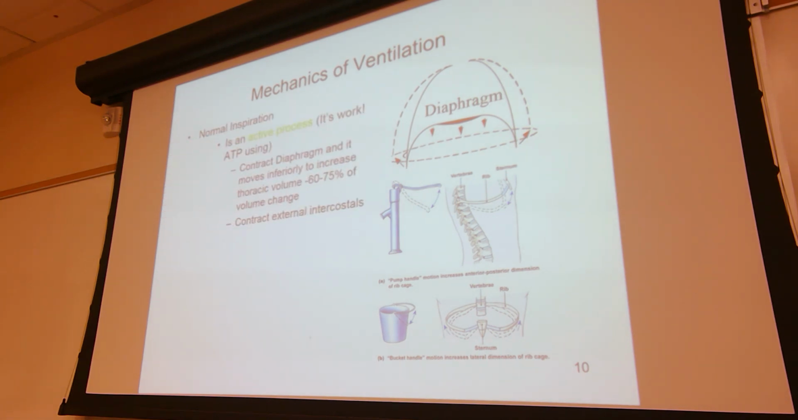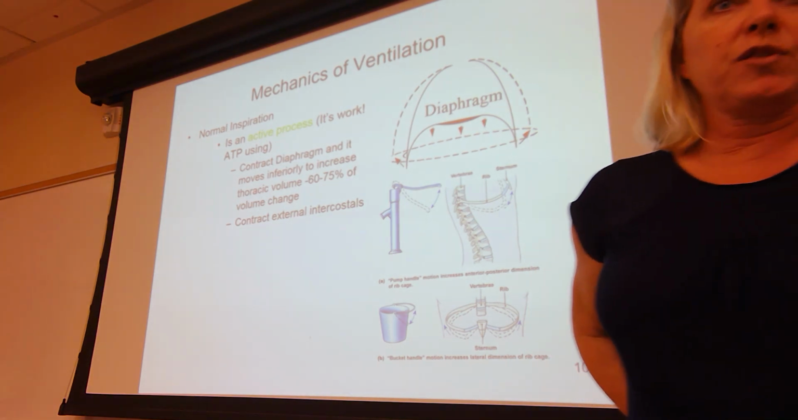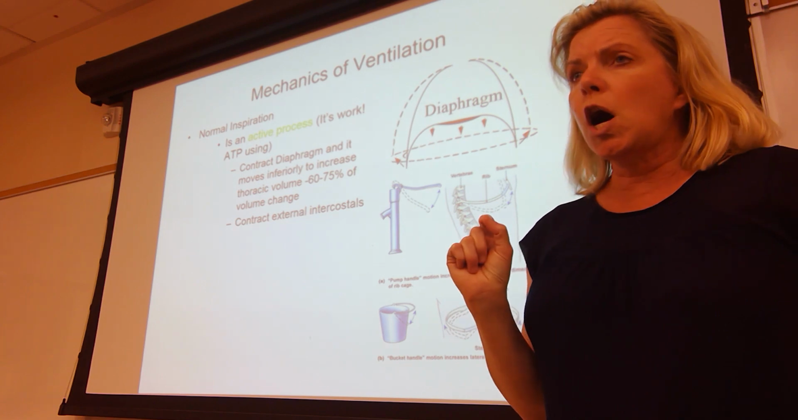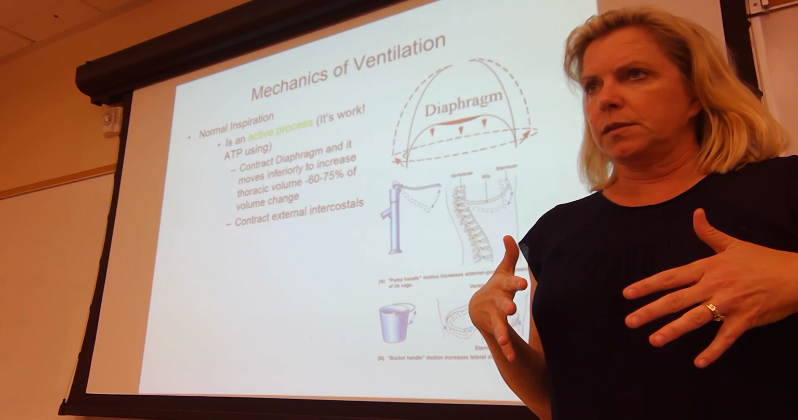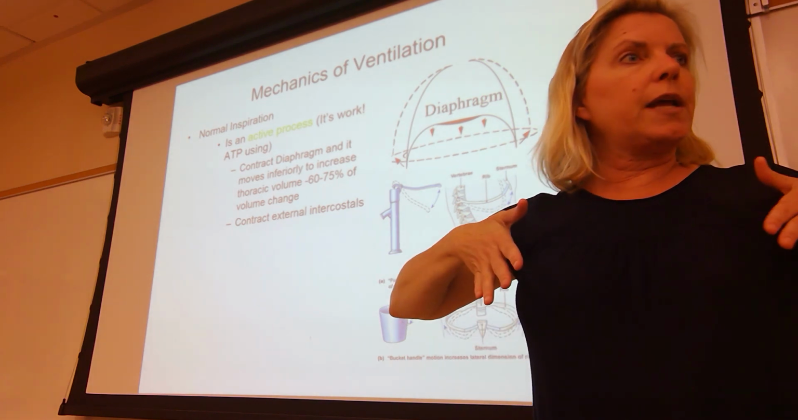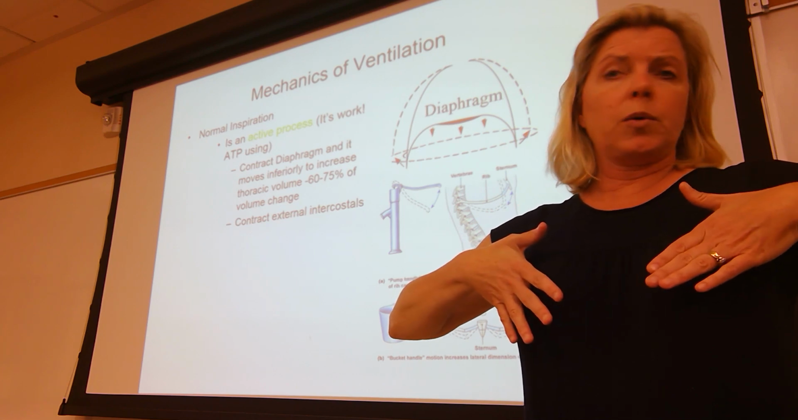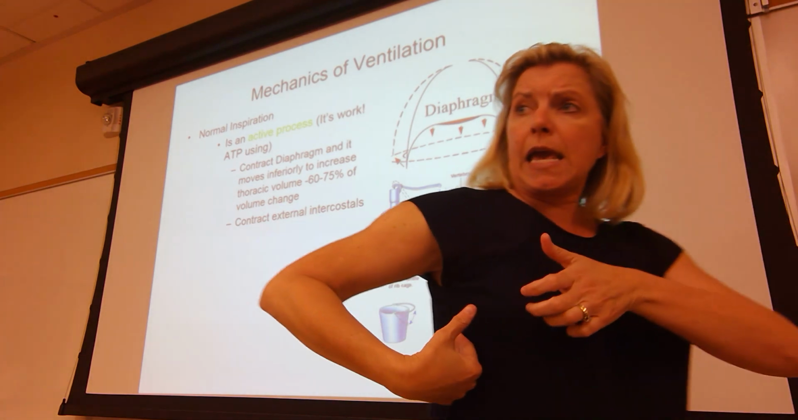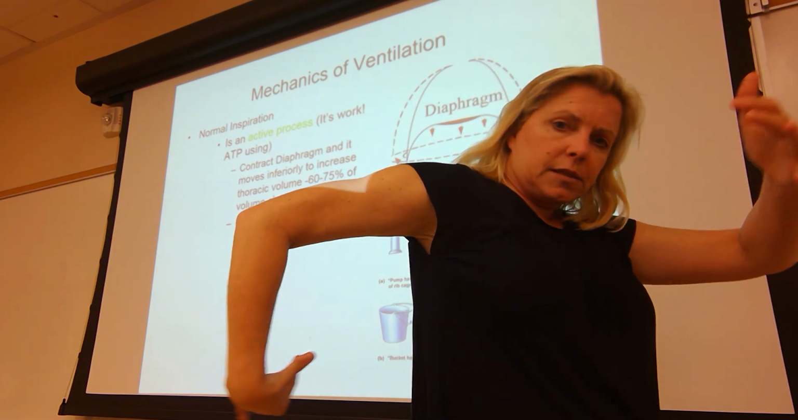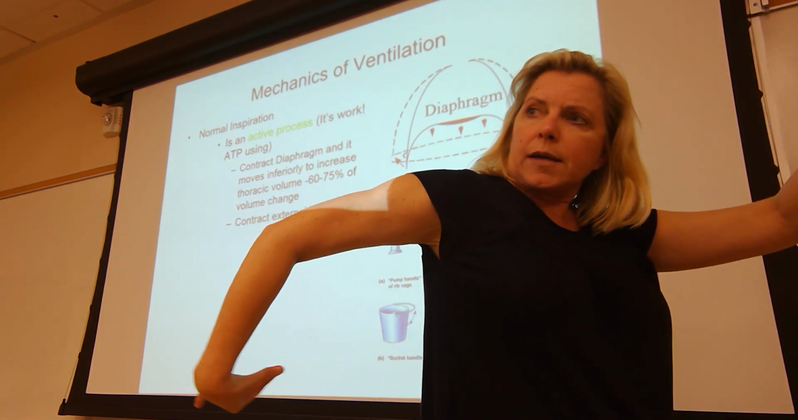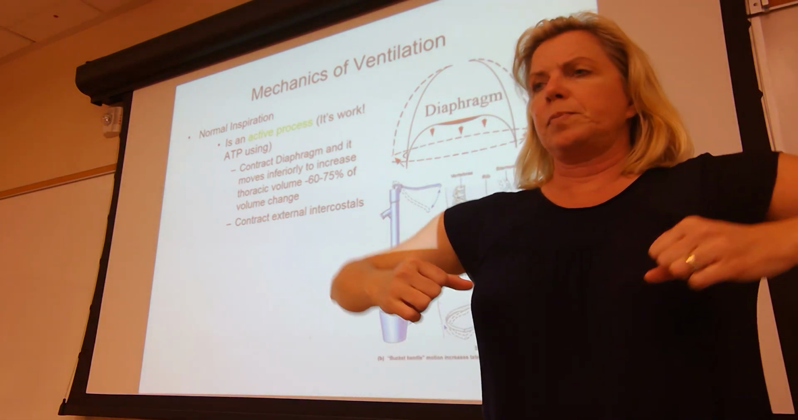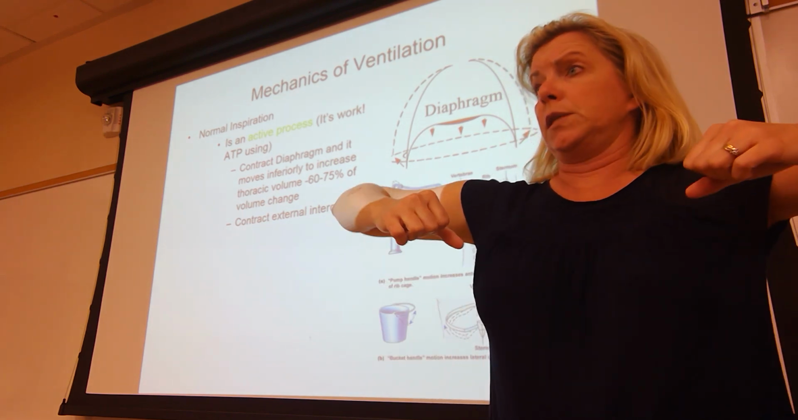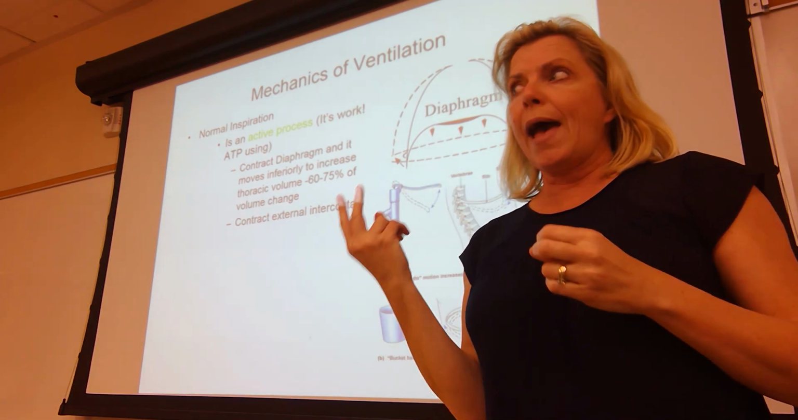So let's talk about normal inspiration. The muscles for inspiration that you require contraction from are the diaphragm and the external intercostals. The external intercostals originate from an upper rib, they insert on a lower rib, and when they contract, they cause changes anteriorly and posteriorly in your thoracic cage. They expand anterior and posterior. They will also help expand your rib cage laterally. So we've got two axes now.